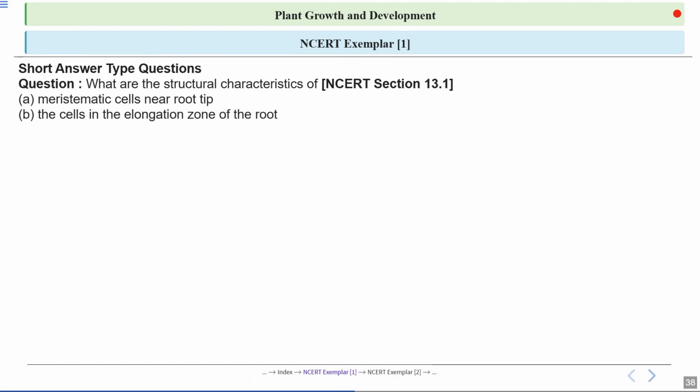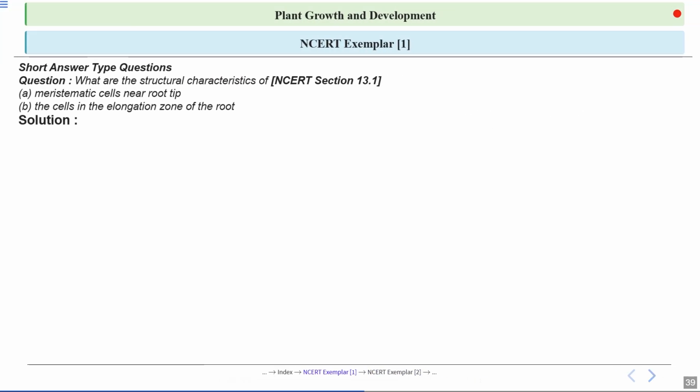Next question. This question is a short answer type of question. Let us see the question first. What are the structural characteristics of: A. Meristematic cells near the root tip. B. The cells in the elongation zone of the root. This question is coming from NCERT section 13.1. Let us see the answer of this question.